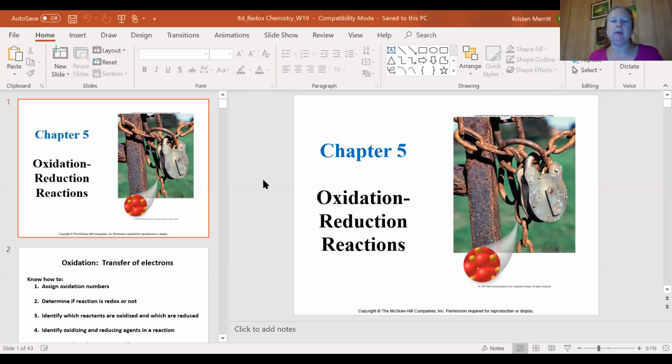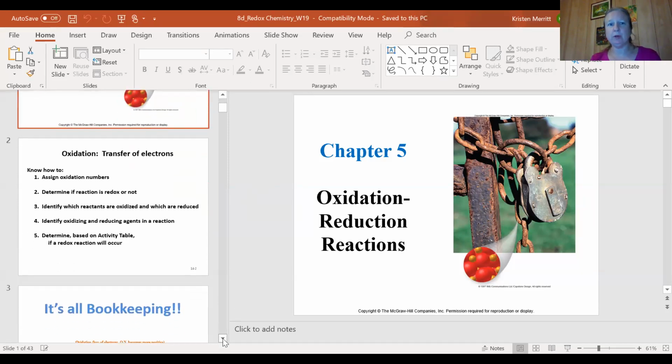Very simply, redox reactions, oxidation reduction reactions, are an exchange of electrons. When you have acid and base, that is an exchange of protons. Redox reactions, we are exchanging electrons. And it can be very complex. It's another topic you can spend an entire lifetime studying. We're going to keep it simple.